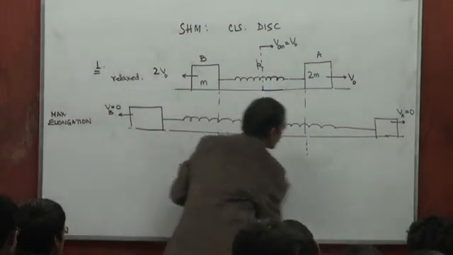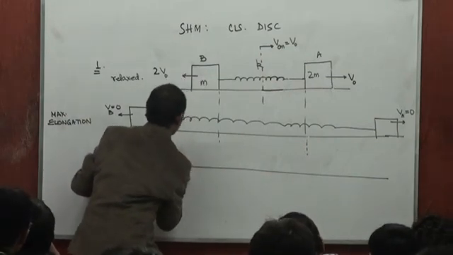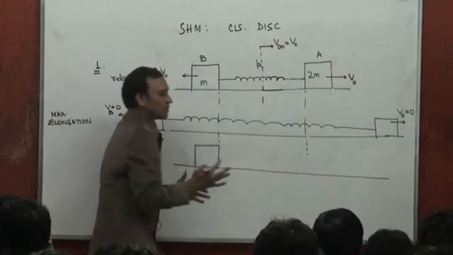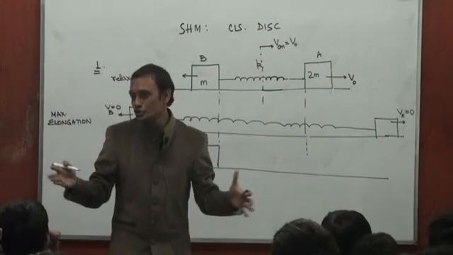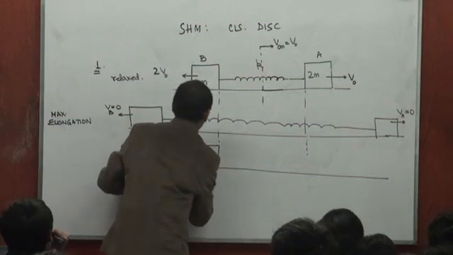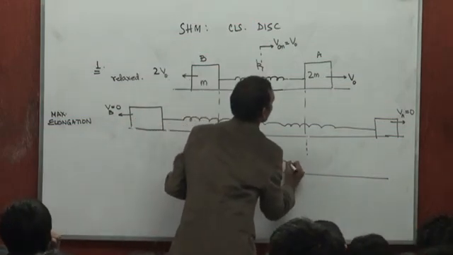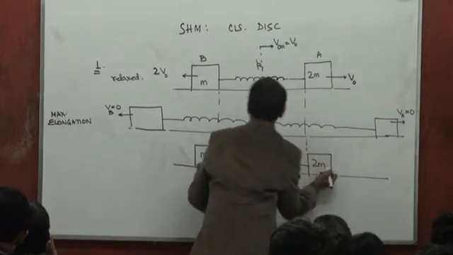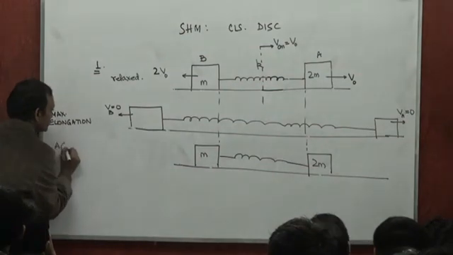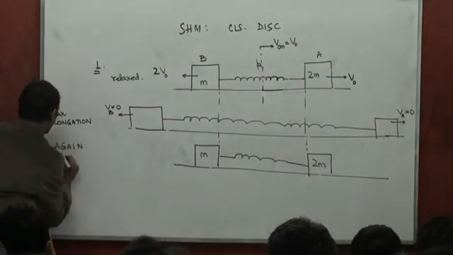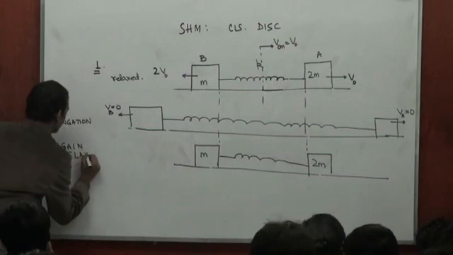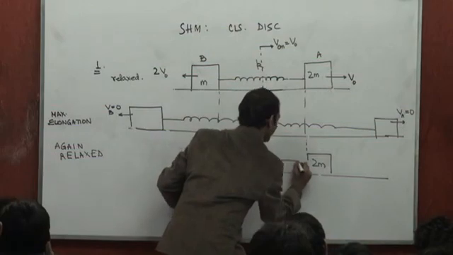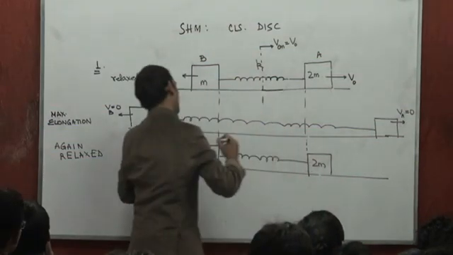Now, what's going to happen is, the spring in the center of mass frame again would come to its natural length, relaxed state. Spring again in relaxed state. Right?